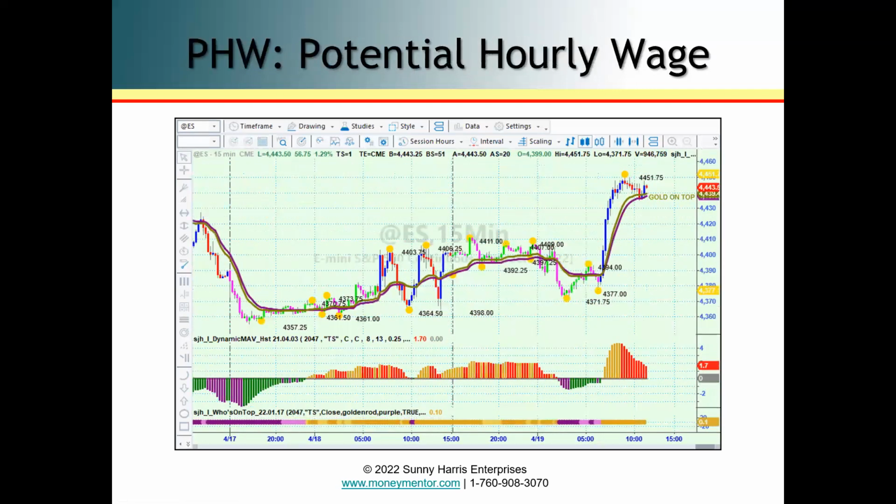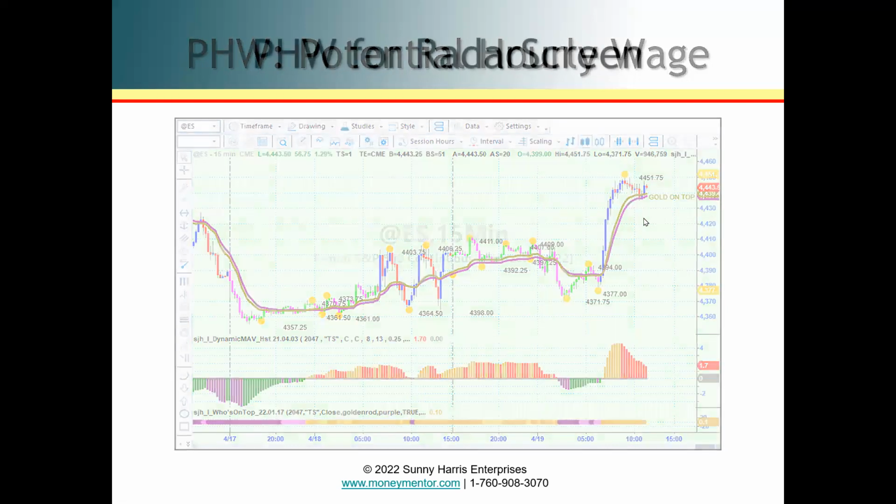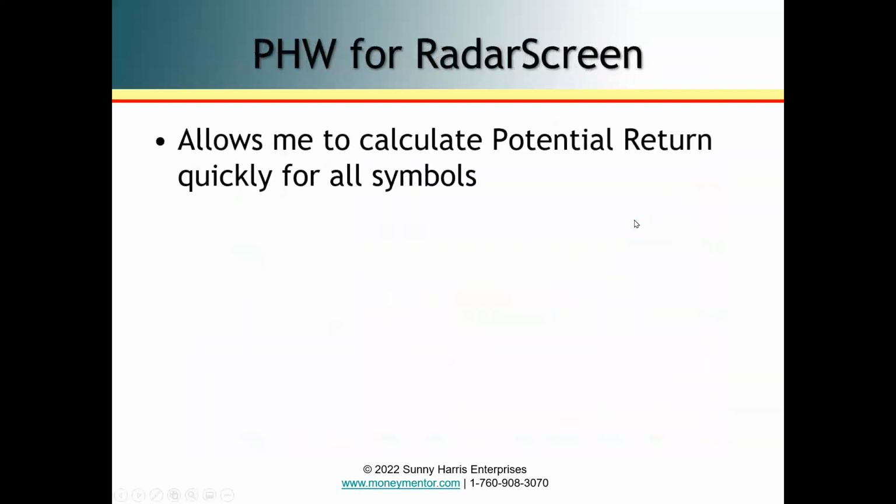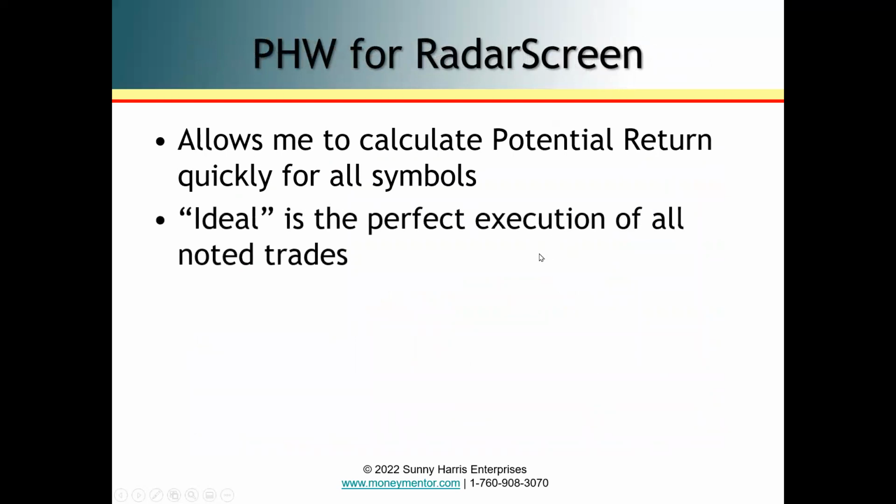So there it is more closely. The yellow dots are potential hourly wage, you can see. And it has a setting so that I can print out on the right of the chart. Gold on top tells me this gold line is on top in the DMA. And it has a printing setting so you can put all the values of the potential hourly wage indicator on the chart.